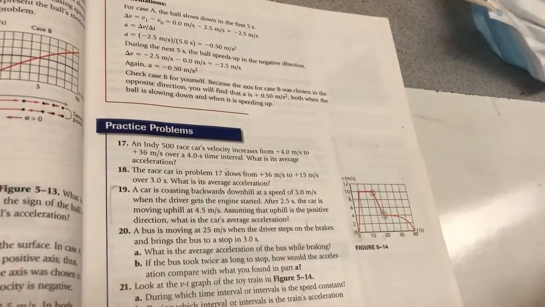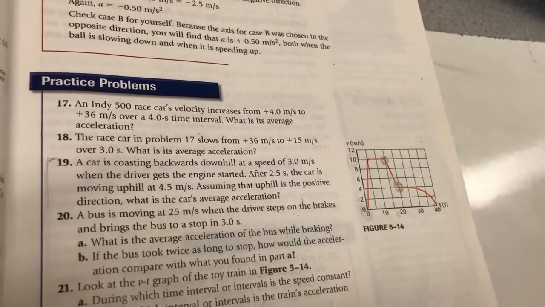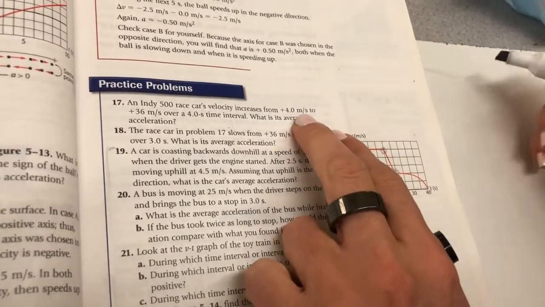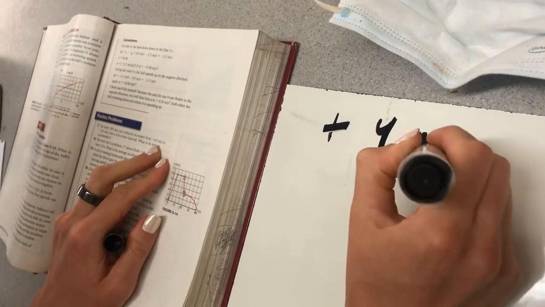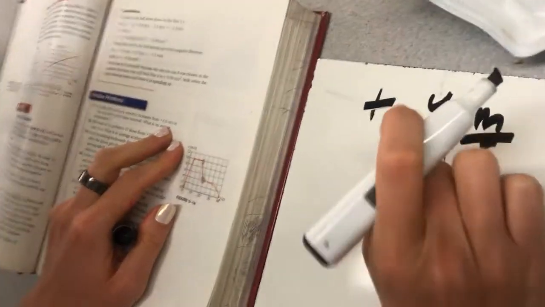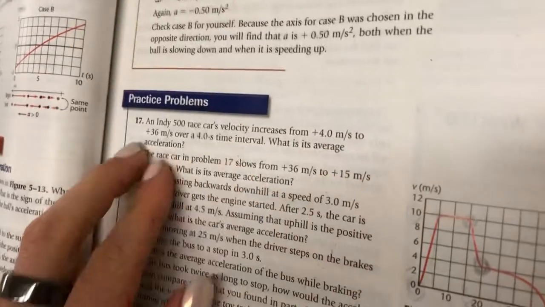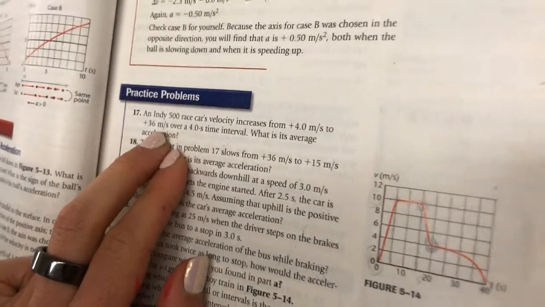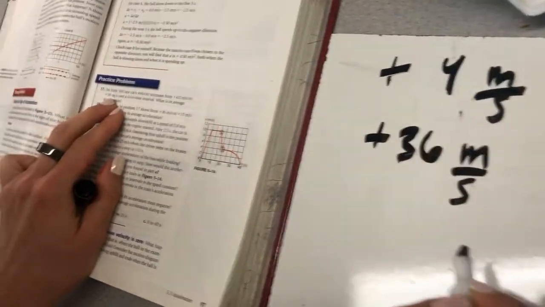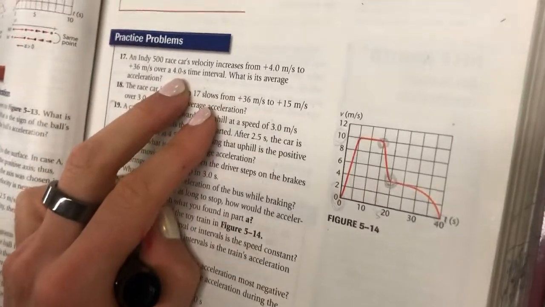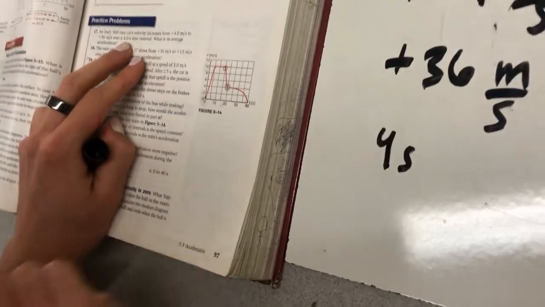An Indy 500 race car's velocity increases from plus 4 meters per second. That's a number, so write it down. To plus 36 meters per second. That's another number. Write it down. Over a 4-second time interval.